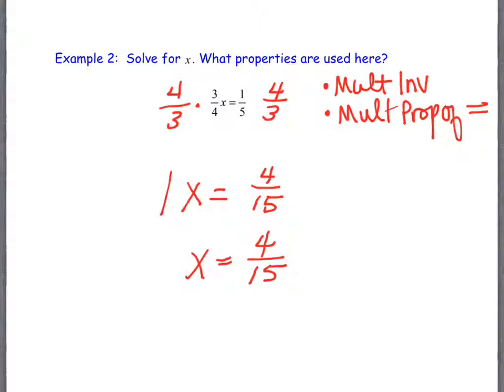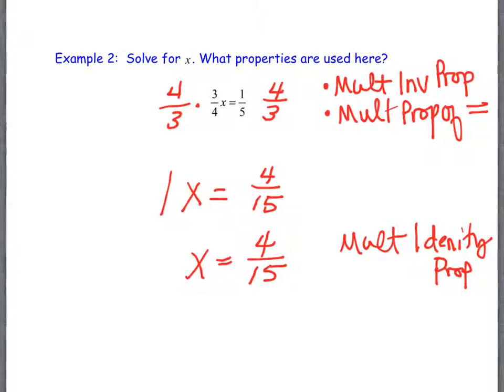It is understood, but there's more to it than that. It's the identity property, right? The multiplicative identity property is what allows us to say that 1 times x is x. Right? Yeah. So this is the multiplicative identity property. Okay, so that was just a one-step one. The next one isn't.